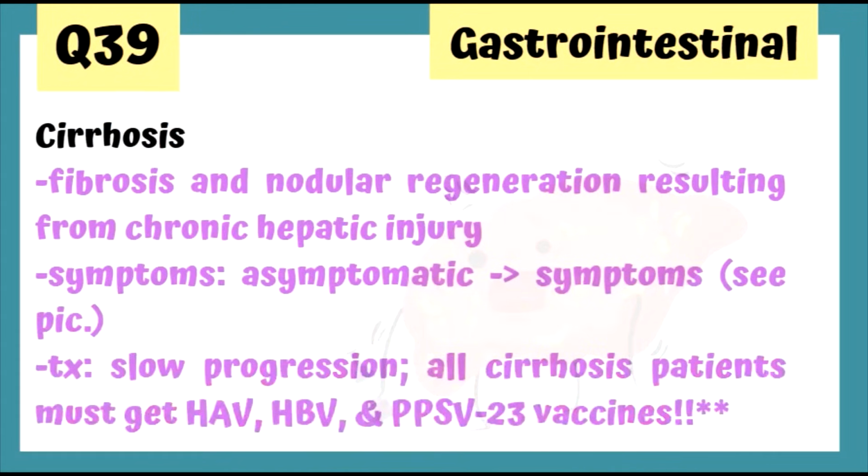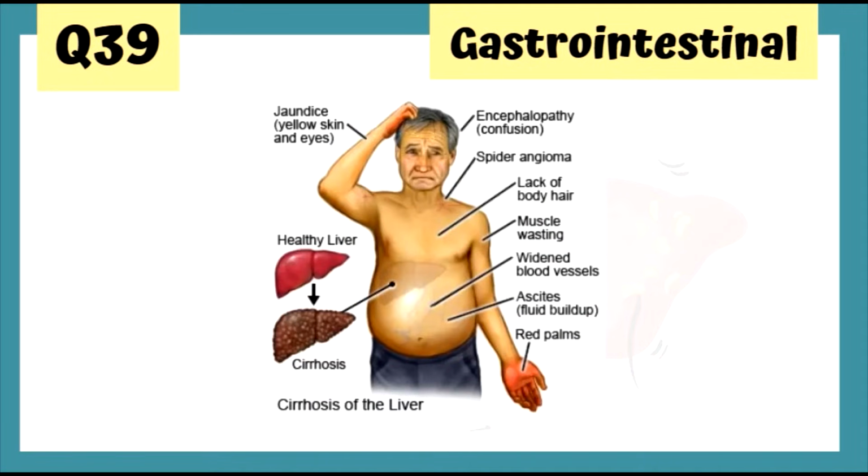Here's a little bit about cirrhosis. There's fibrosis and nodular regeneration resulting from chronic hepatic injury. Patients may even be asymptomatic, but we'll take a look at symptoms in a second, and all cirrhosis patients must get HAV, HBV, and PPSV23 vaccines. Here are the symptoms that we see, some of them at least.